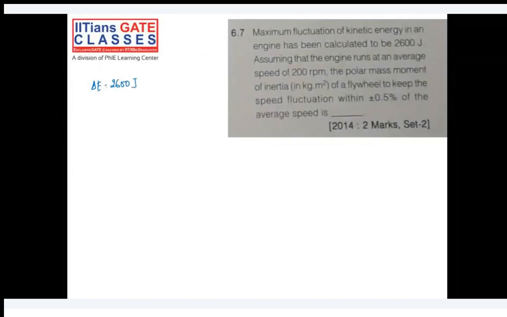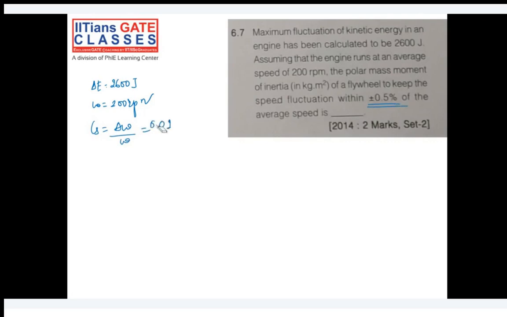Assuming that the engine runs at an average speed of 200 rpm, omega is given to you. The polar mass moment of inertia, in kg meter square, of a flywheel to keep the speed fluctuation within plus or minus 0.5%. So clearly, delta CS is how much? Can you tell me now? What is the value of CS? Yes, it is 0.01. Correct.